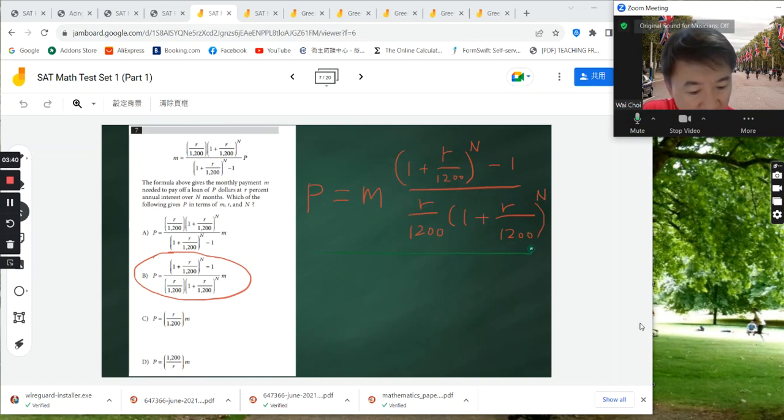P equals M times this fraction, and we just compare it and see which one of the choices matches. So the answer is B. B looks exactly like what we have here.